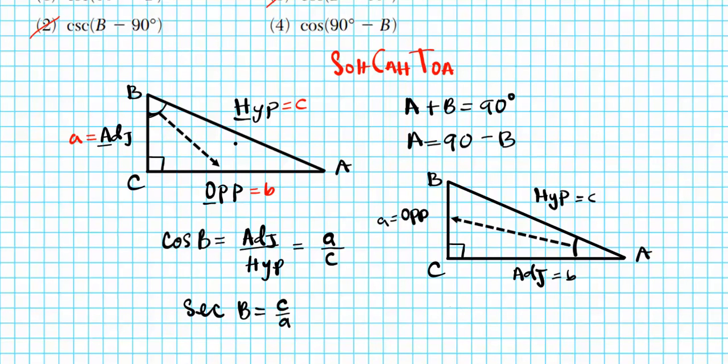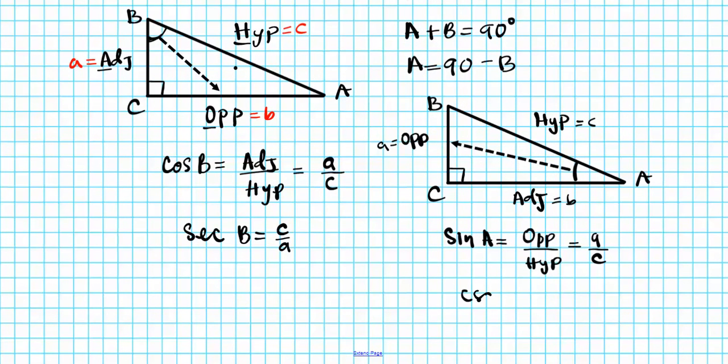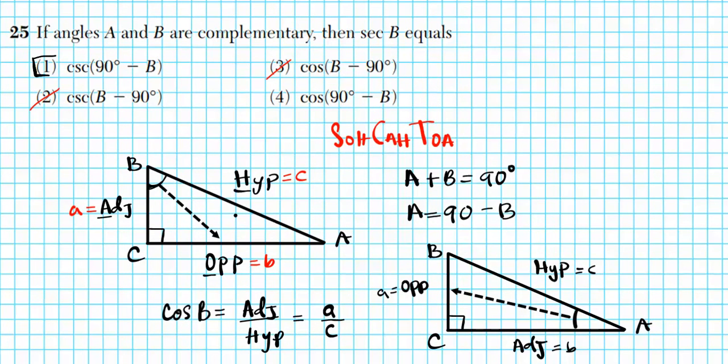What is cosecant? I have no clue. But I know that sine of A is opposite over hypotenuse, right? From SOHCAHTOA, which is A over C. Now, if sine is A over C, guess what? Cosecant is its reciprocal, which is C over A. Wait a minute, that is exactly what secant is. So since A is equal to 90 minus B, from this equation it follows that cosecant of 90 minus B is equal to C over A. So our answer for this problem is option number 1. Cosecant A is equal to secant of angle B.